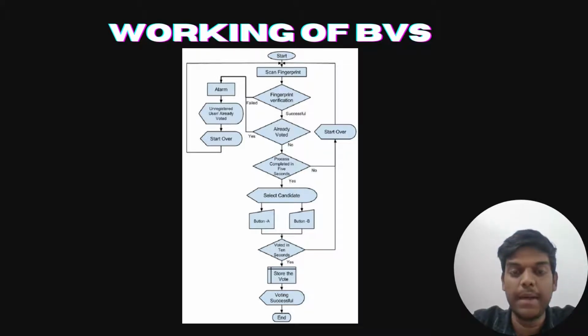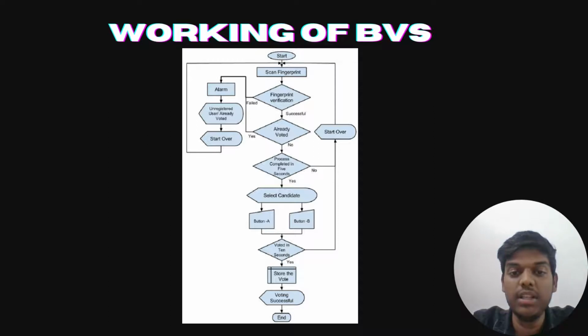The process starts by placing our finger on the fingerprint scanner. After that, the system scans our finger. If the verification process fails, then the alarm rings saying unregistered user. Then the process should be started again. But if the verification is successful, then the process continues by checking whether the person is voting for the first time or not. If that particular person is not voting for the first time, then the alarm rings saying that he already voted and the process will be terminated.